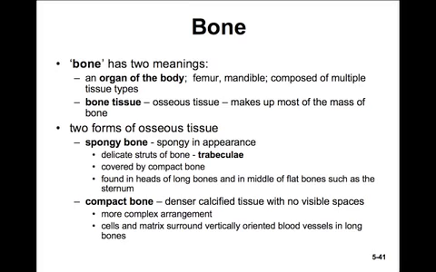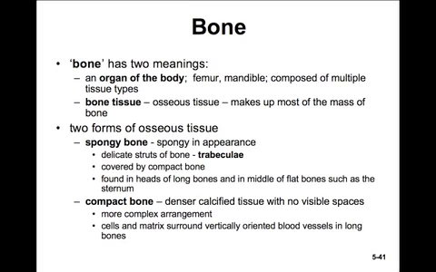Bone is another tissue type. It's a connective tissue. Bone can either mean the organ of a body, like the femur or the mandible, and it could be composed of multiple tissue types. Or there's bone tissue, which is actual osseous tissue that makes up most of the mass of bone. There are 2 forms of osseous tissue. We'll spend a lot of time with this later on in the course. There's spongy bone and there's compact bone.